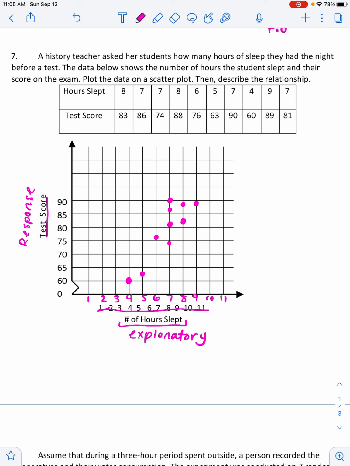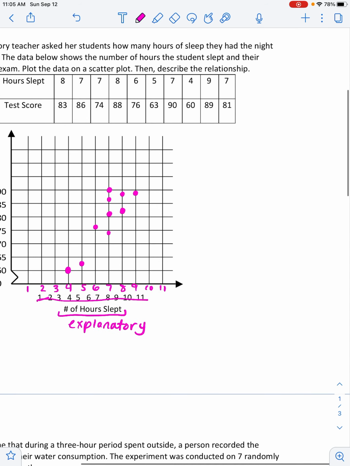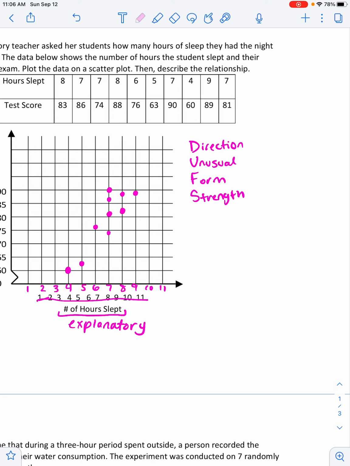All right, so here is our scatter plot. Now we want to describe. Remember, when we describe, we use DUFS. So direction, unusual features, form, and strength. So as I go through this one, this definitely has what I would call positive direction.